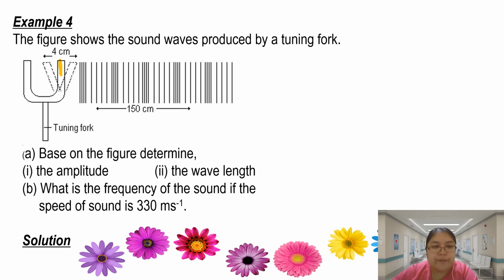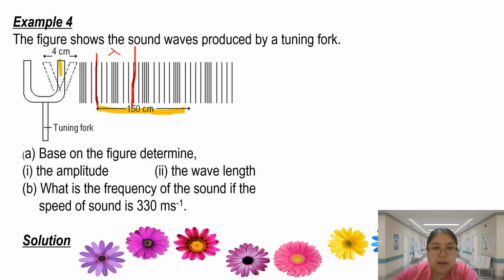How about the wavelength? We need to see here. Is the wavelength 150? The answer is wrong. We need to count. First part, we go and see. This one is a rarefaction, so we need to go to another rarefaction. Can you see this one? From the rarefaction to another consecutive rarefaction, this one we call a lambda.